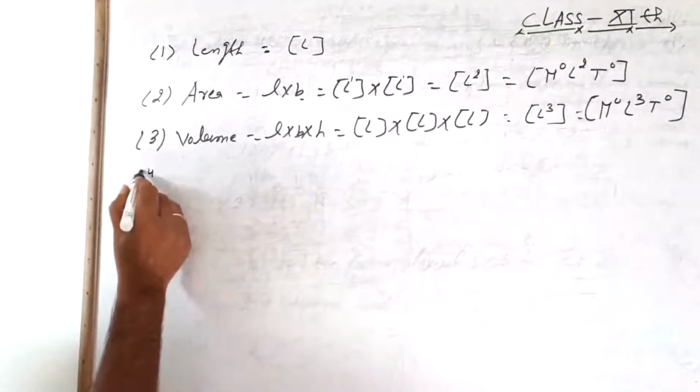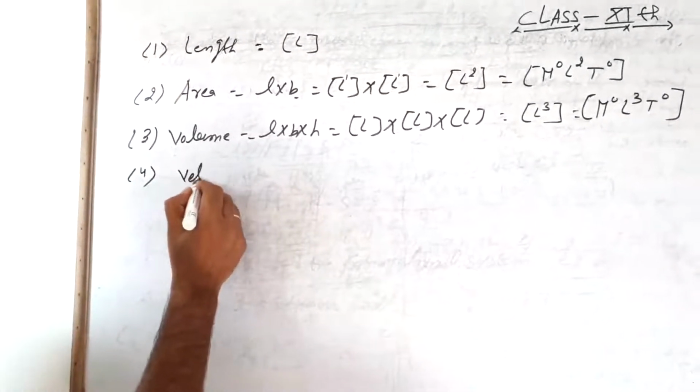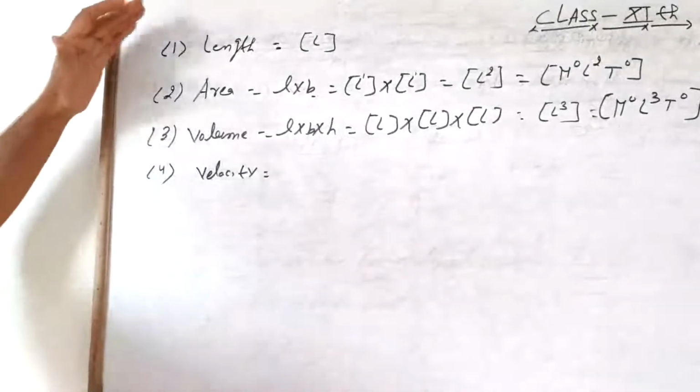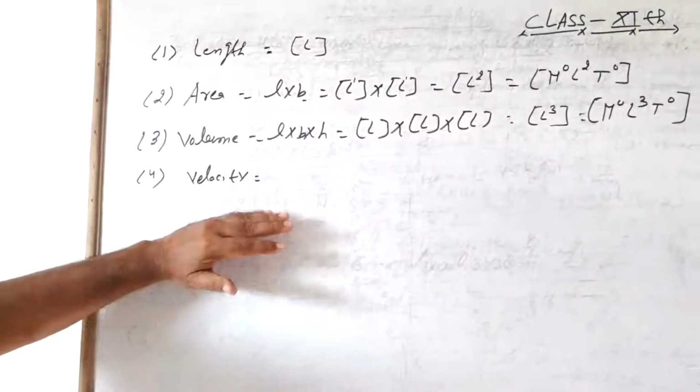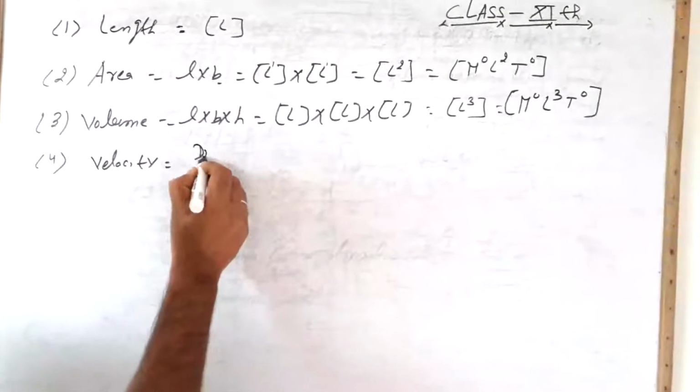Point number 4. Suppose you want the dimension of velocity. Before writing the dimensional formula, students, you must write what the velocity is. What is the formula of velocity? Displacement upon time.